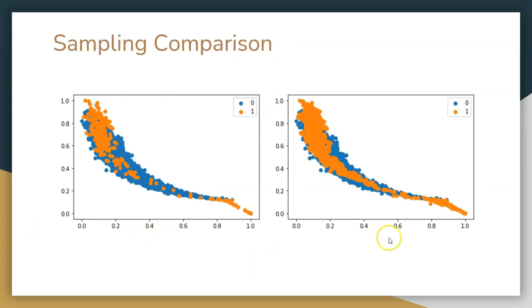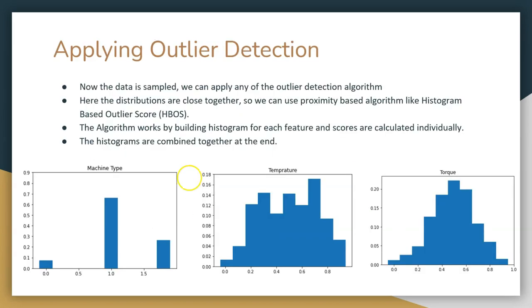The before and after scenario can be seen very clearly in this graph, right? The imbalance has been addressed and we are ready to apply the model. Okay, and the algorithm that we will use is HBOS, histogram based outlier score. You can apply any of the outlier detection algorithms, right? But here, since the distributions are close together, we can use any of the proximity based algorithms, right? And HBOS is a good proximity based algorithm.